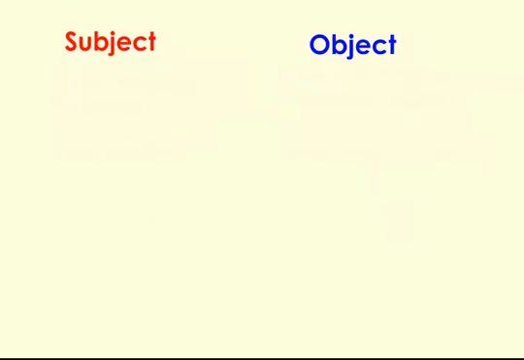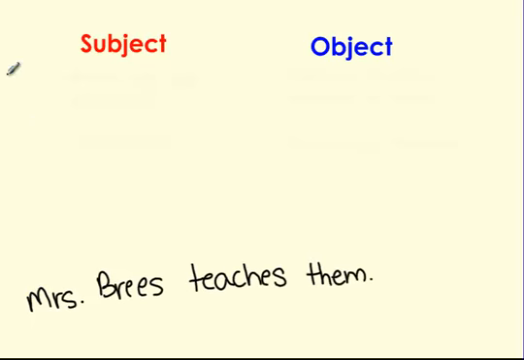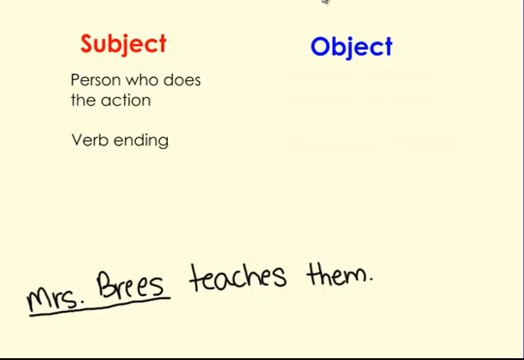Let's review the idea of the subject and the object in a sentence. We're going to talk about the example sentence we did last chapter. Mrs. Brees teaches them. First of all, the subject of a sentence is the person who does the action. So in this example, Mrs. Brees is the subject because she is the one doing the teaching.